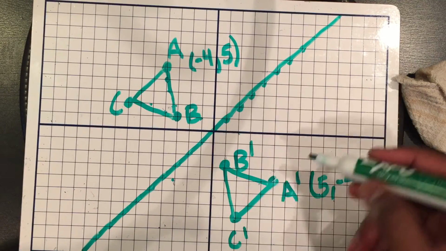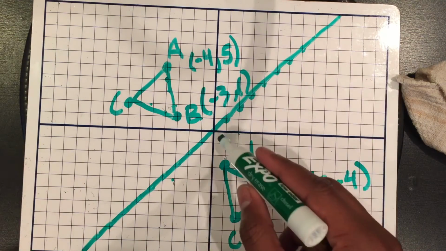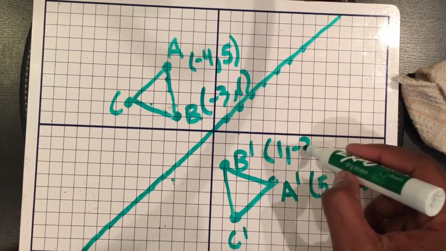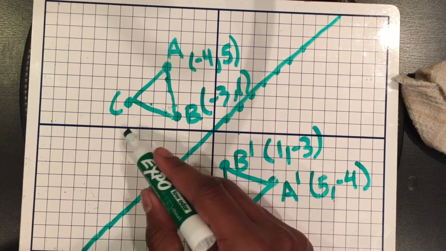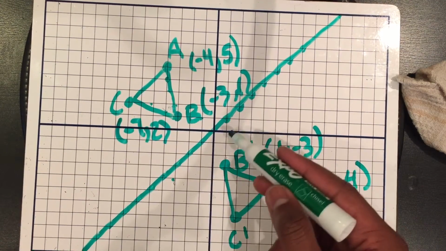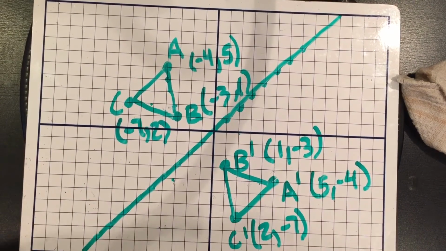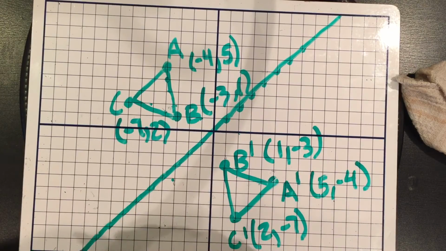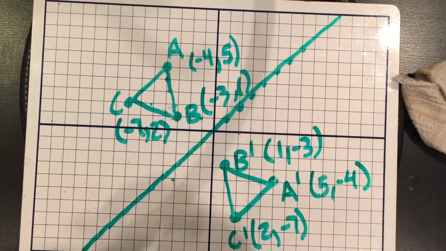For B, its coordinate is -3, +1. And for B prime it is 1, -3. And for C it is -7, +2. And so for C prime, we're going to get 2, -7. Can you determine a rule for what happens when we flip over the line y equals x? What happens to these coordinates to get these coordinates? All right, so go back and see if you can figure out what happened. And after you do that, please complete number 7 and number 8.